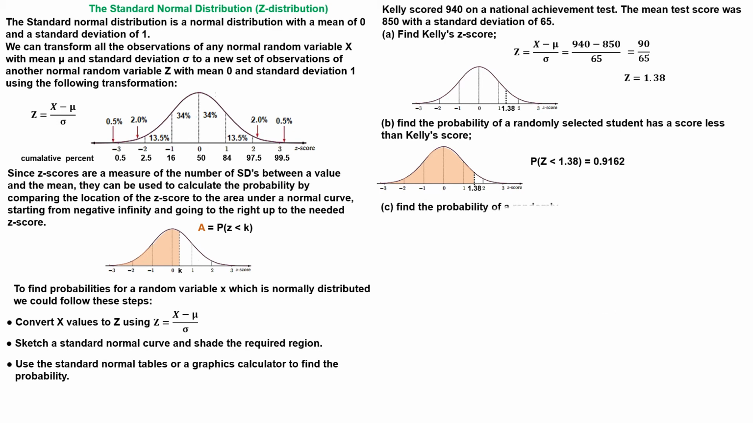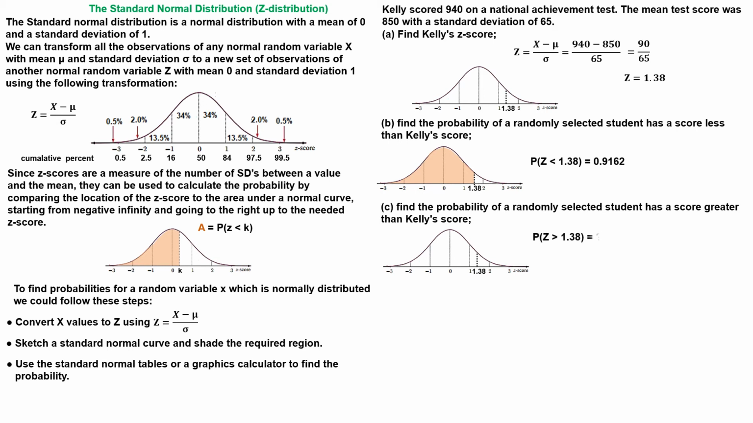Find the probability that a randomly selected student has a score greater than Kelly's score. To find the percentage of the area that lies above the z-score, take the total area under a normal curve, which is 1, and subtract the cumulative area to the left of the z-score. Pay attention.